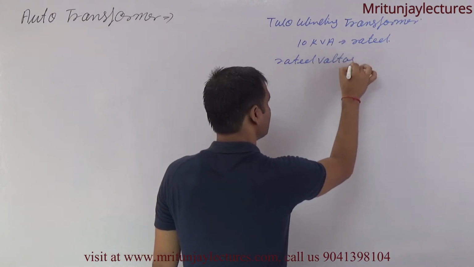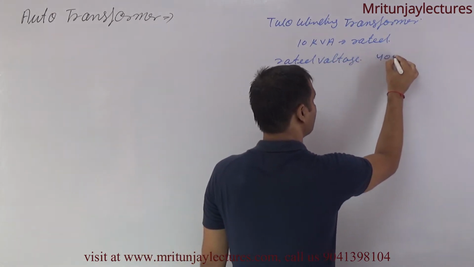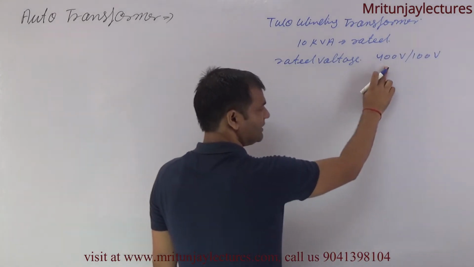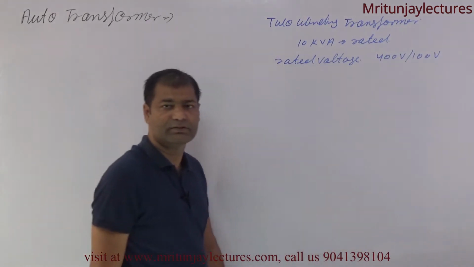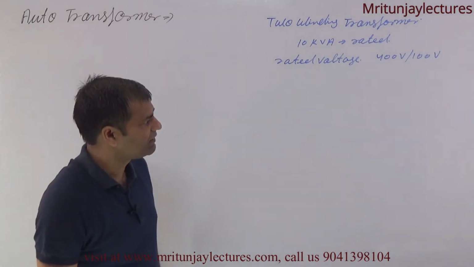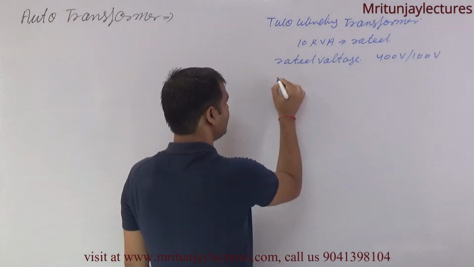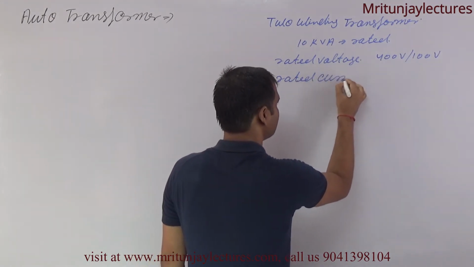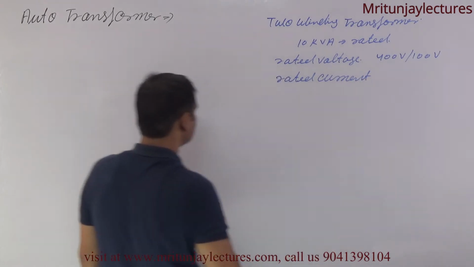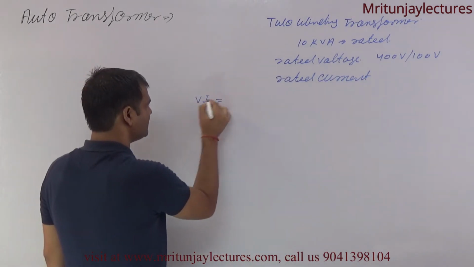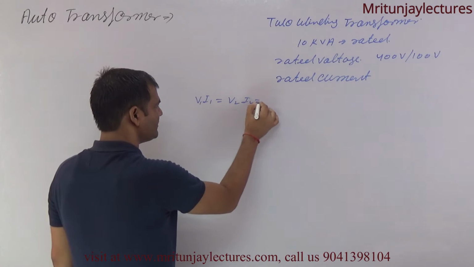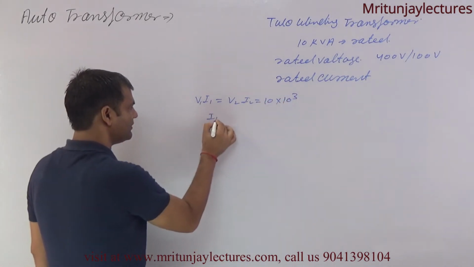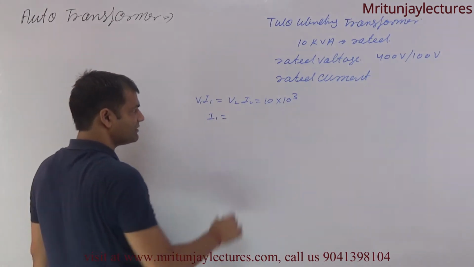400 volt and 100 volt. Primary side 400 volt and secondary side 100 volt. And what about the rated current corresponding to this one? V1 I1 equals V2 I2. With the help of this formula you can also determine rated current in primary side and secondary side.